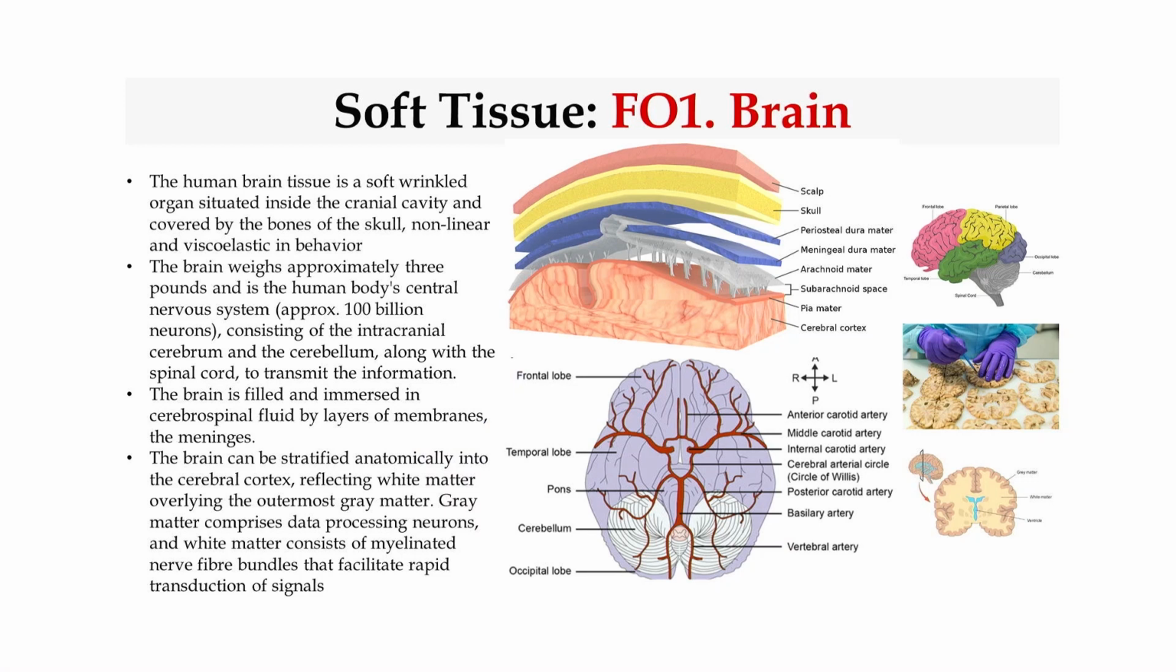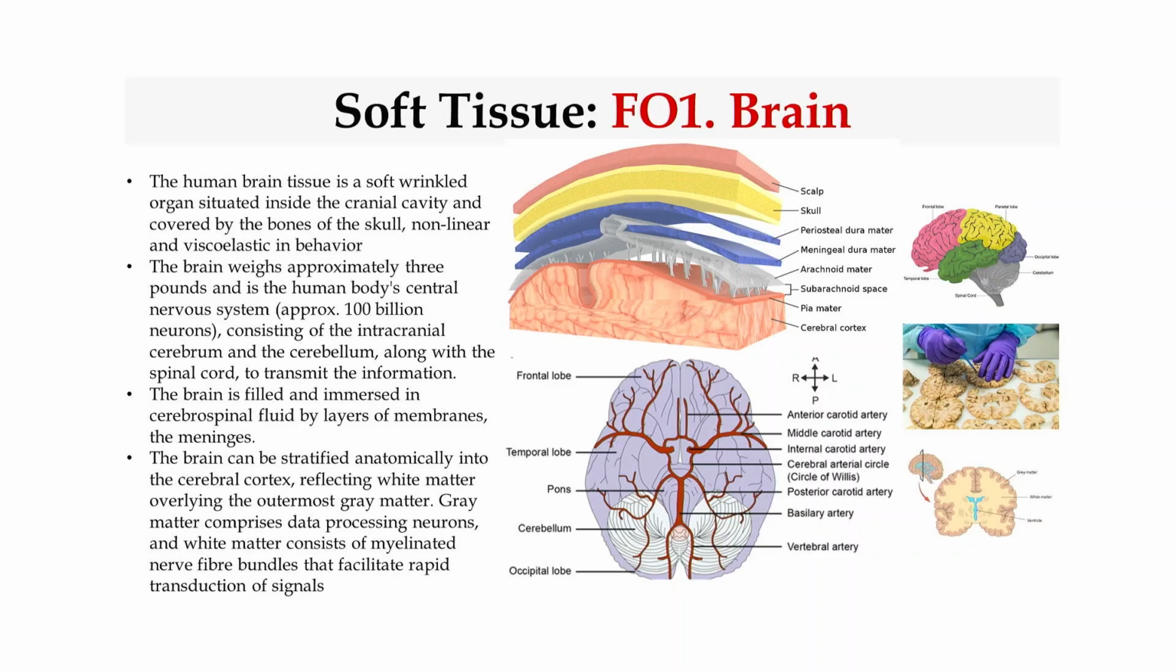The next soft tissue, now we have gone in and seen the major soft tissues like skin, muscles and ligaments and tendons, which are running across the entire human body from head to toe. Now let us focus our attention on a very important soft tissue, which is the brain, right? The brain is uniquely placed inside the skull. This is a soft tissue, a soft wrinkled organ specifically situated inside the cranial cavity and covered by the bones of the skull. It is non-linear and viscoelastic in behavior, extremely soft in nature.